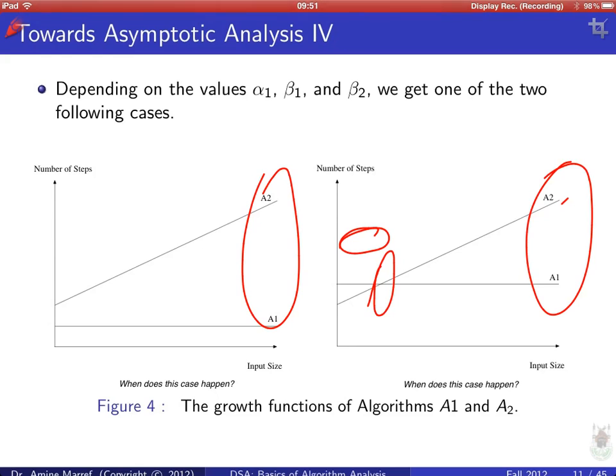Basically, when we compare one algorithm against another, we are only interested in when the input size is very big, towards infinity. So I think we stopped here last time.